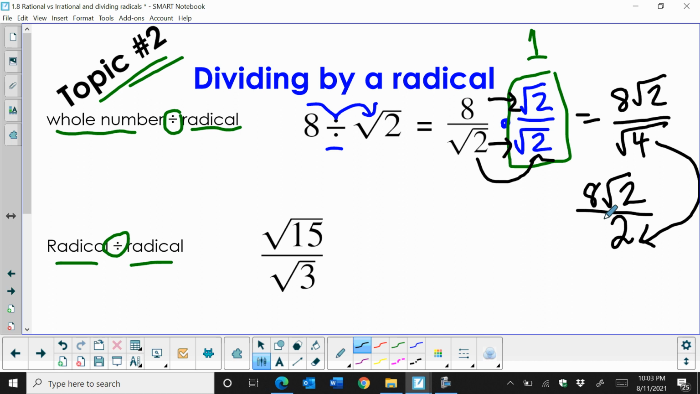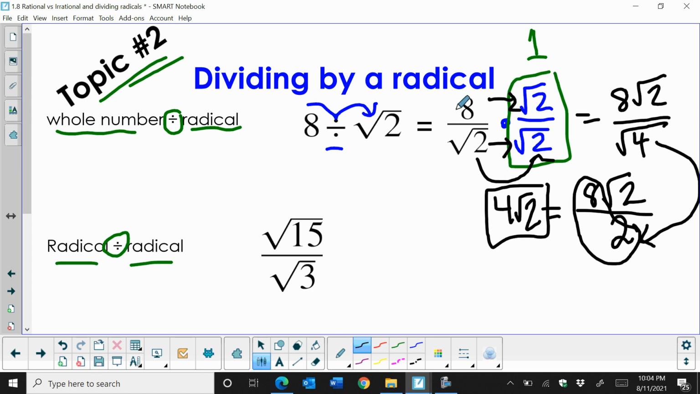We can now divide 8 by this whole number 2, because both of them are outside of the radical. So we can simplify that to 4 square root 2. And that's our final answer. Okay? So let's go back and review this one.